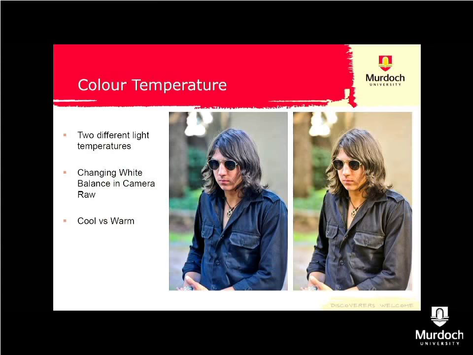So here's two different light temperatures. This is simply done by changing, you can do this in camera or changing the white balance in camera raw. You can see both of these photographs are perfectly acceptable. But they have a different reading to them.